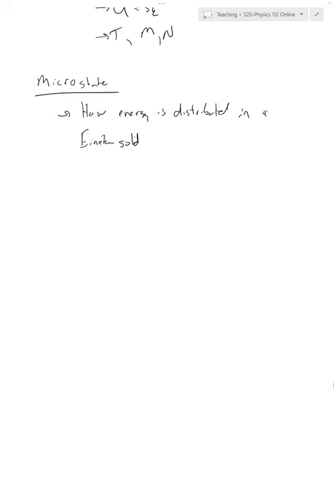So again, to remind you, an Einstein solid is a solid that has three harmonic oscillators, and each one of those harmonic oscillators can store units of energy. We just call each one of those a unit of energy. The Einstein solid stores energy in quantities of epsilon, where epsilon is related to the harmonic oscillator. It's a constant that depends on the spring constant, h bar, and the mass of the atom. And remember that the harmonic oscillator has equally spaced energy levels with spacing of epsilon.